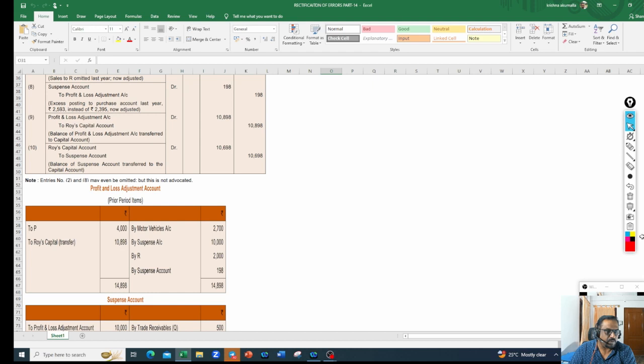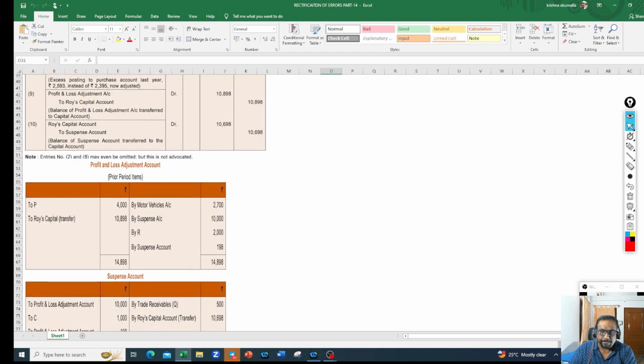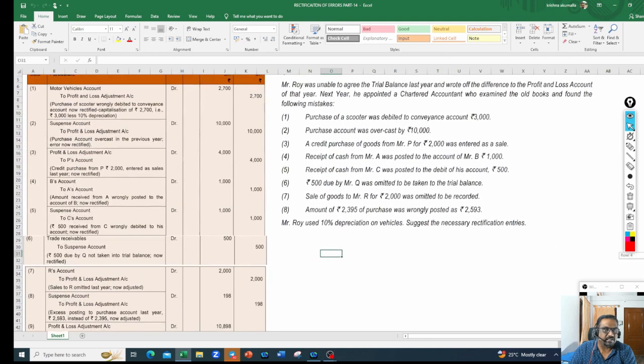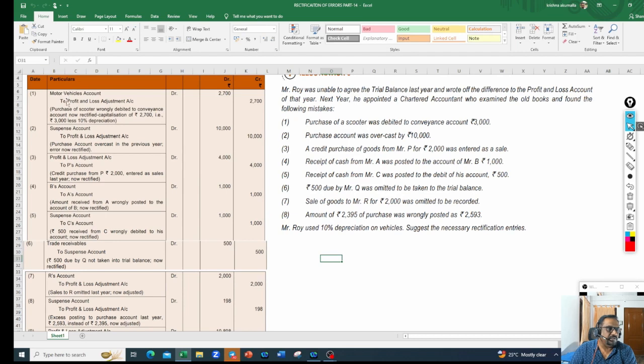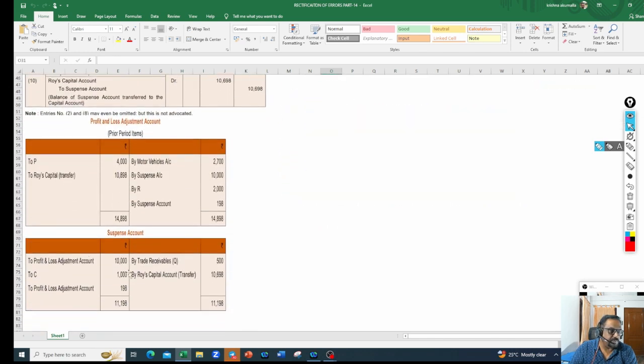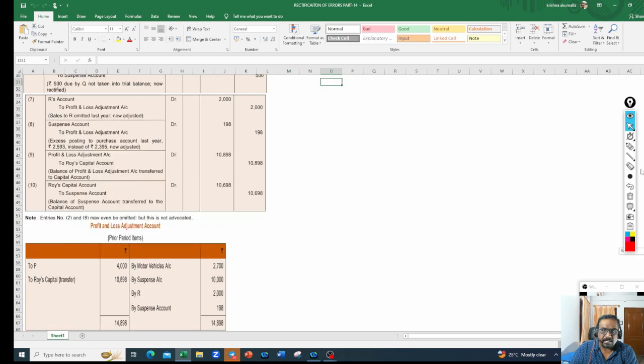Here suspense account, what did we do? Suspense account we need to prepare in a similar way. So go up and see what all transactions we posted to suspense account. In first entry there is no suspense. Second entry there is a suspense account debit of 10,000. See 10,000 debited or not? See 10,000 is debited in suspense account. Next go up. Second entry is over.